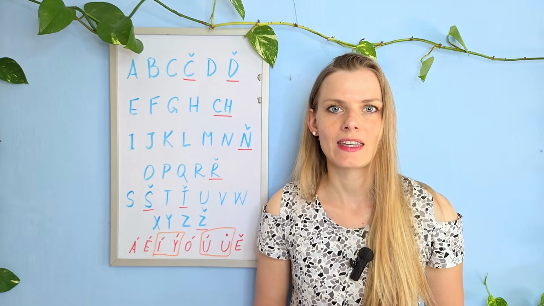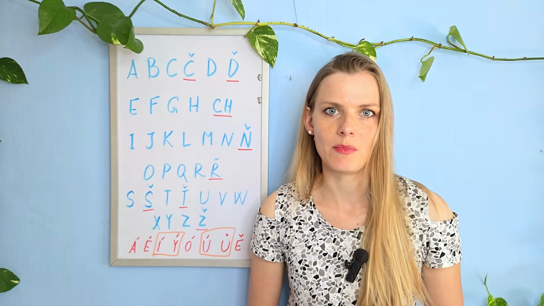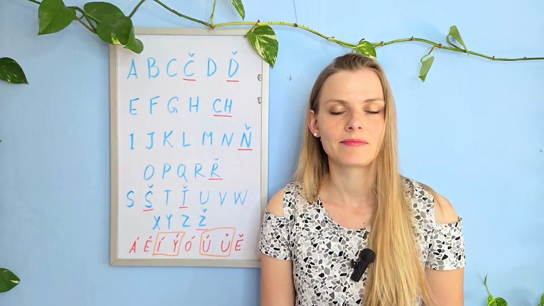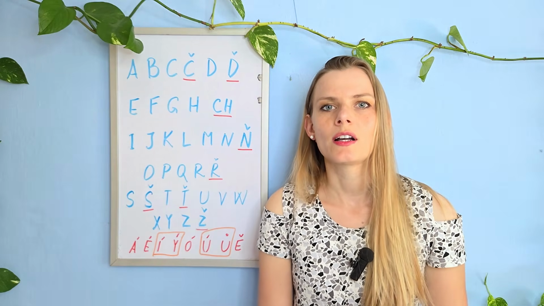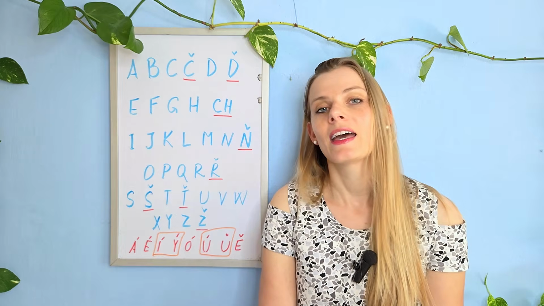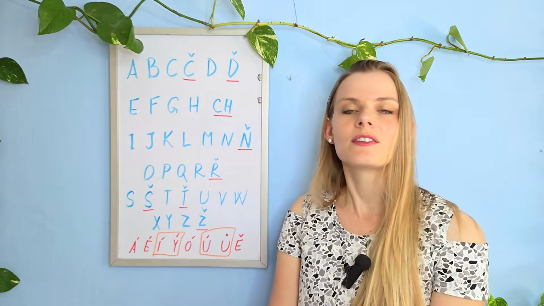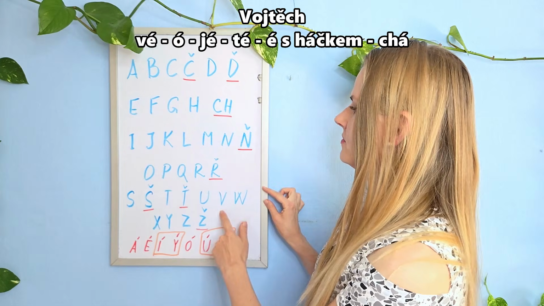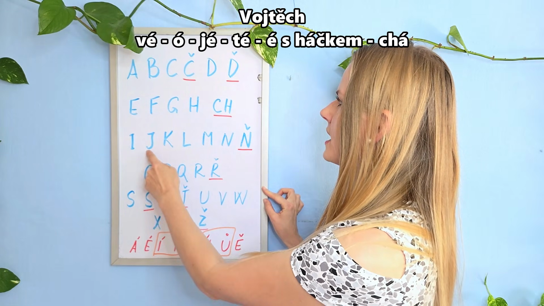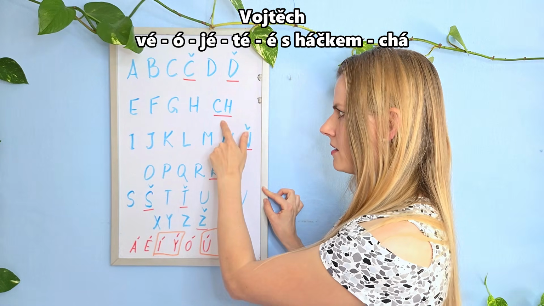O, J, T, E s háčkem, H. Ještě jednou, once more. V, O, J, T, E s háčkem, H. And the name that we got is Vojtěch. Vojtěch is a man's name.